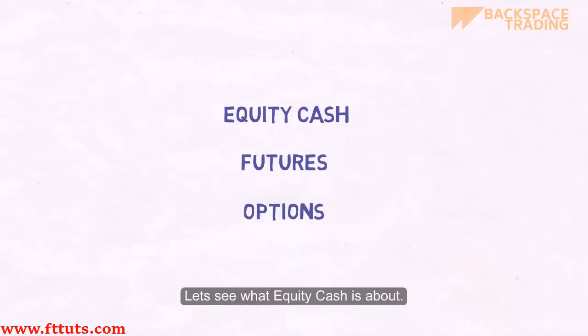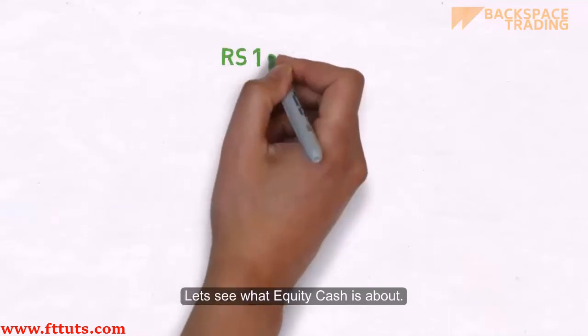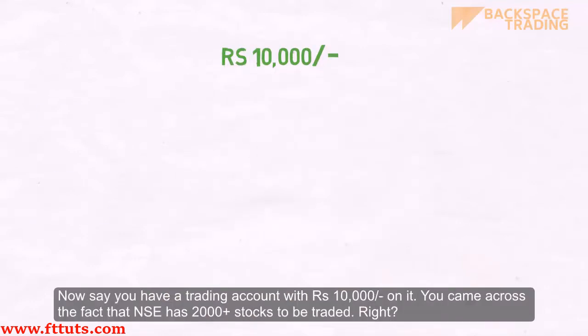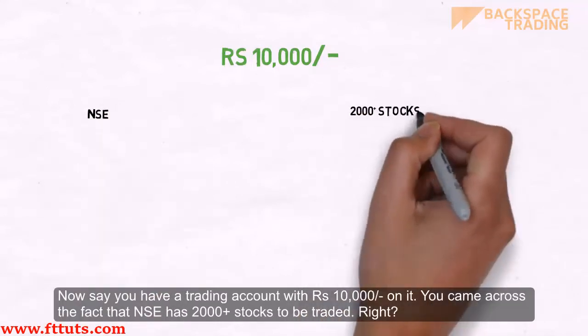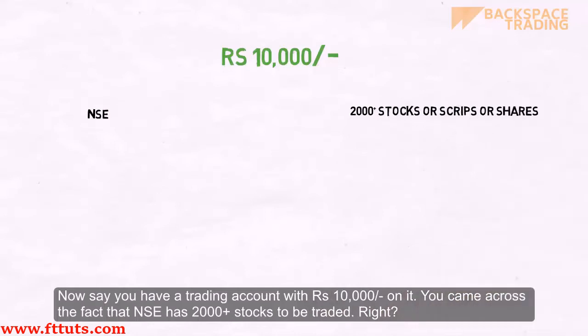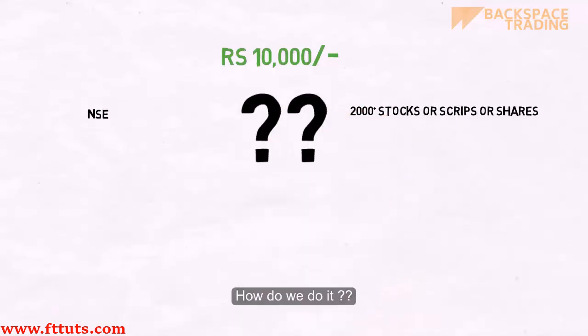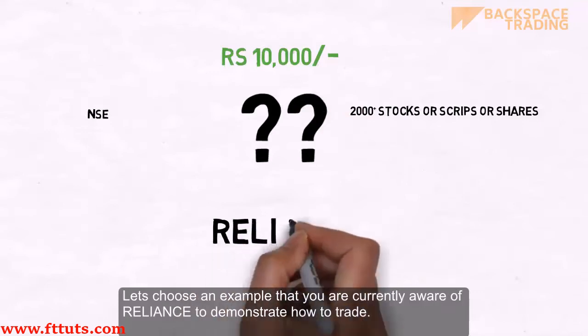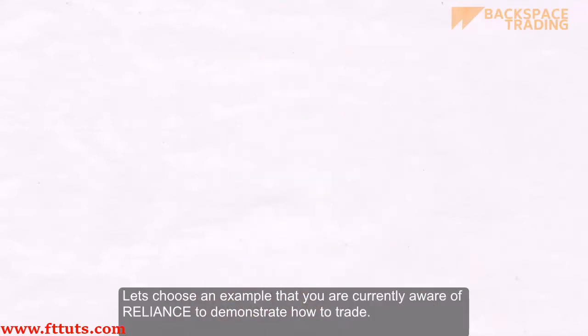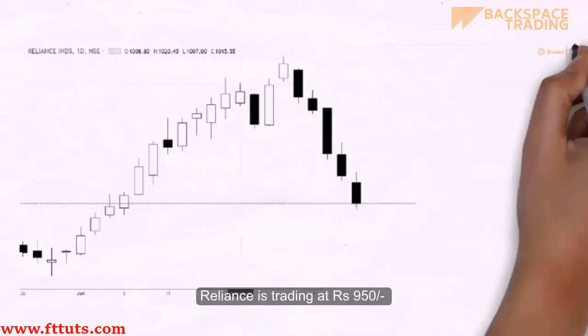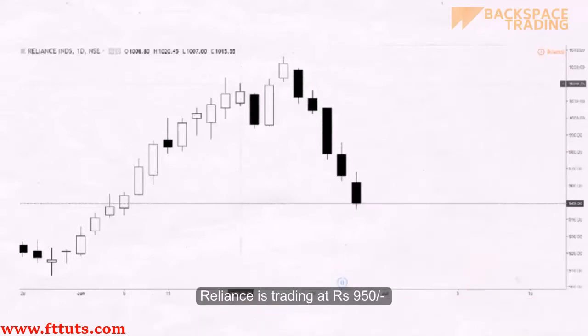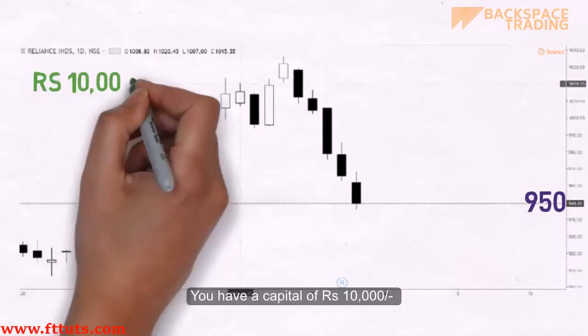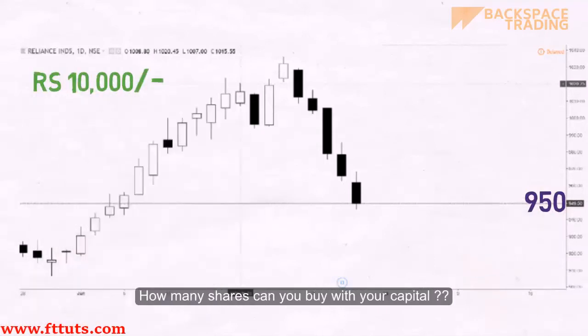Let's see what equity cash is about. Now say you have a trading account with rupees 10,000. You came across the fact that NSE has 2000 plus scripts to trade. Okay, how do we do it? Let's choose an example that you are currently aware of, Reliance, to demonstrate. Reliance is trading at 950 and you have a capital of 10,000. How many shares can you buy with your capital?